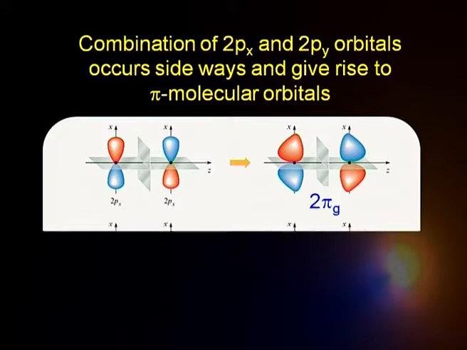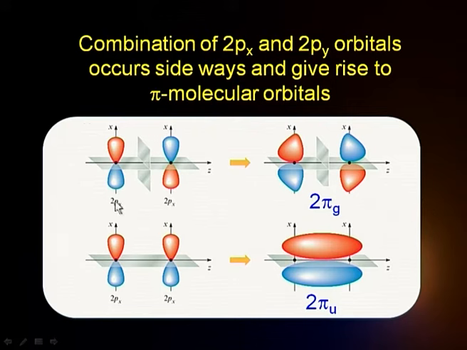Now, in such cases, the combination is not along the internuclear axis, but lateral, sideways overlapping. Let us see how it happens. Say this is the 2px orbital of atom 1, and this is that of atom 2. The two are combining constructively, similar lobes are together in the same direction, and we get a bonding molecular orbital. On the other hand, when the two combine destructively, the opposite lobes are together, so we find the formation of an anti-bonding molecular orbital.